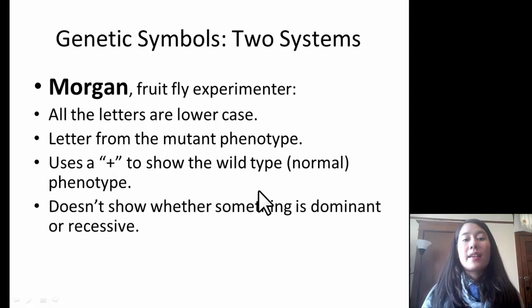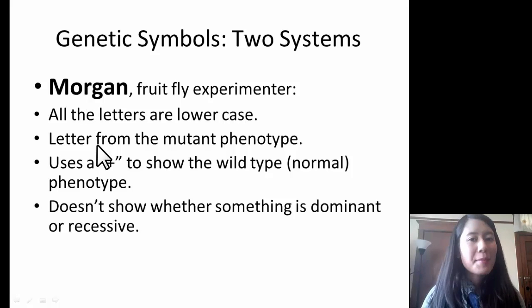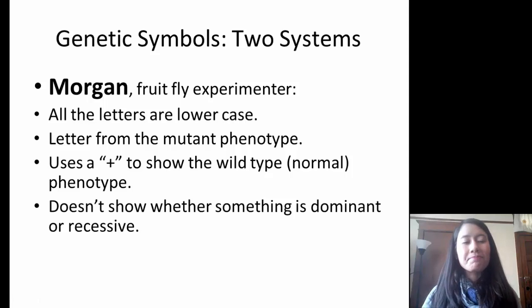Today we're going to be talking about one of the first prominent fruit fly experimenters. His name's Morgan, and he has a different system for denoting the genes. He wasn't a huge fan of Mendel. He was quite skeptical at the beginning, so he invented his own system.